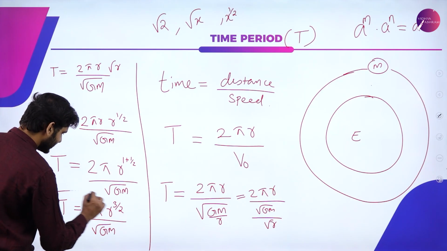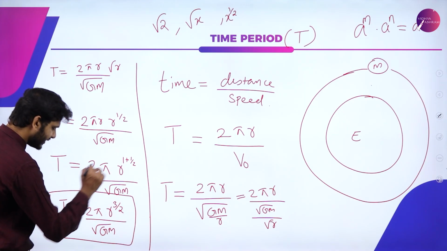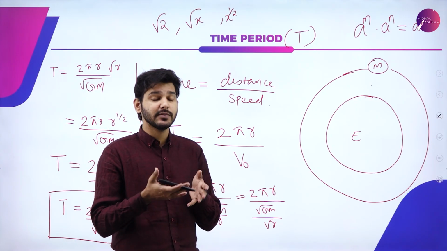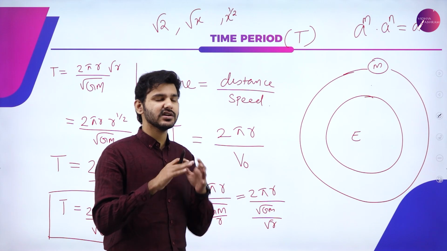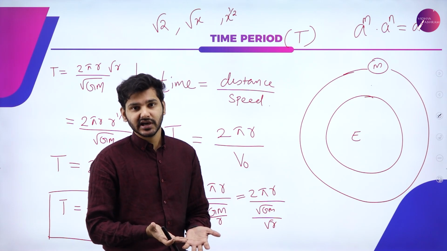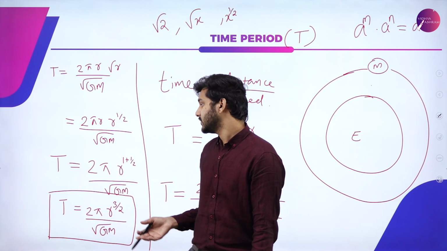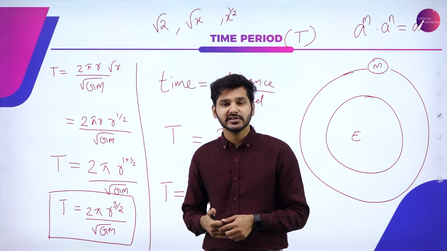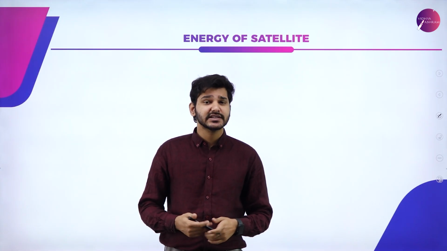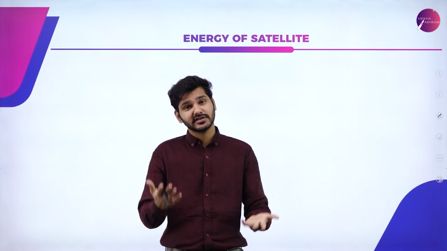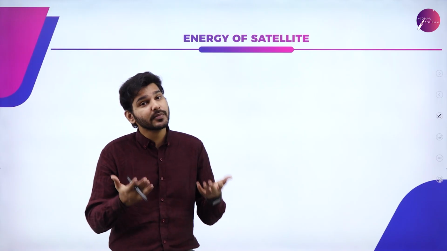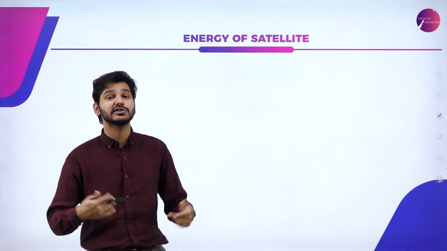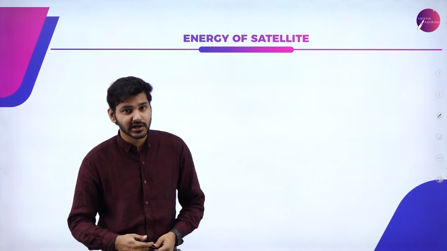So, this is the final expression for the time period of a satellite. If you want to calculate the time period of any satellite which is having a circular orbit around any planet, then you can use this particular equation to find out the time period of that satellite. And again, if a satellite has mass and is orbiting around a certain object, then obviously there will be energy for that satellite. So, let's see what is the energy of that particular satellite.